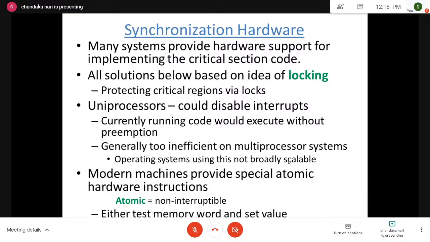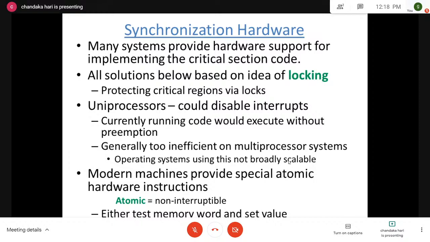Making the lock is called the entry section. Executing the process is called the critical section. Releasing the lock is called the exit section. That is protecting critical regions via locks. Already we know that we have two kinds of solutions: uniprocessor solutions and multiprocessor solutions.